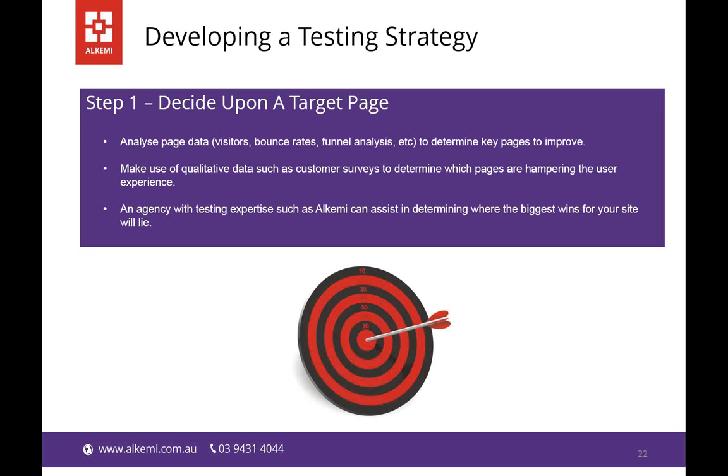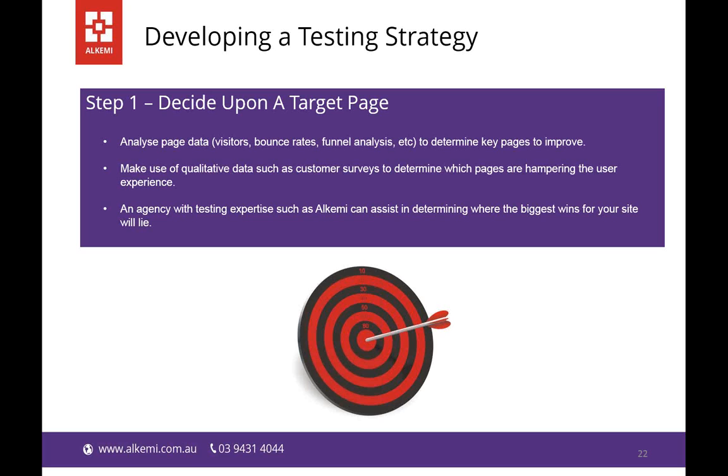One of the first things you need to do, step one, and it's one of the most important steps of all, is deciding what page you are going to test. So you want to sit down with whatever analytics package you're using, be that Google Analytics, Omniture, or what have you, and really go right through your page data. Look at your visitors, your bounce rates, look at your funnel analysis, and so on, and determine which pages are the current barriers on your site, which pages are really hurting your website.